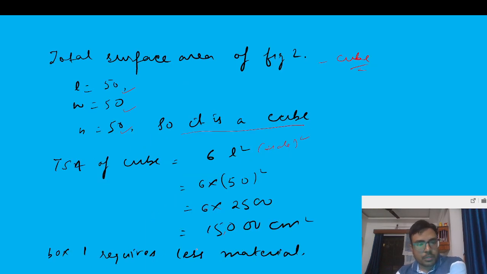So box 1 requires less material, or you can say cuboid requires less material. Or you better write box 1, because in the question only cuboid is mentioned, it is not mentioned cube. If you use the formula of cuboid in this also, you will get the same answer, 2 into LB plus BH plus LH.